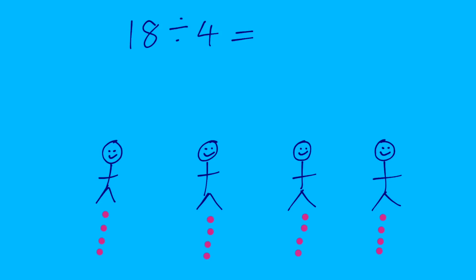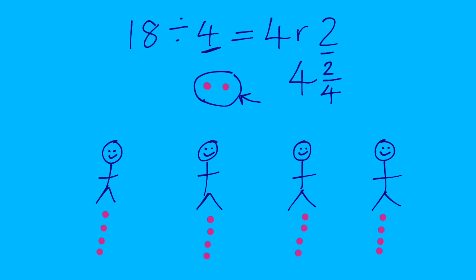So I can say that the answer to 18 divided by 4 is that each person gets 4 with a remainder of 2 left over. So remainder 2. If I wanted to be really accurate and chop up these remainder sweets, I would actually say that every person was given 4 sweets and then the 2 remainder divided by the 4 that we were sharing in the first place. So it's 4 2/4, and we know that 4 2/4 is the same as 4 1/2.